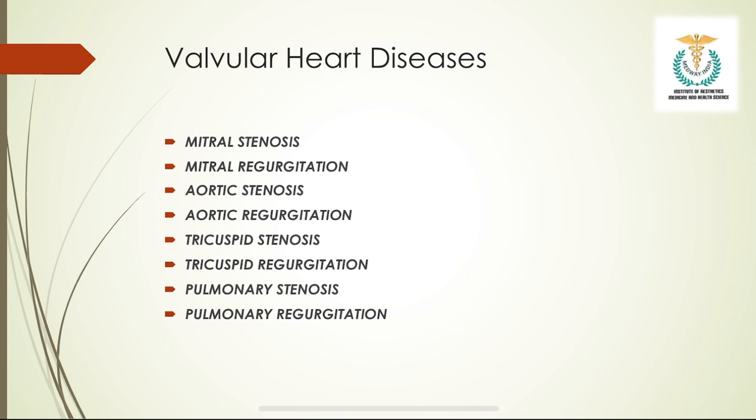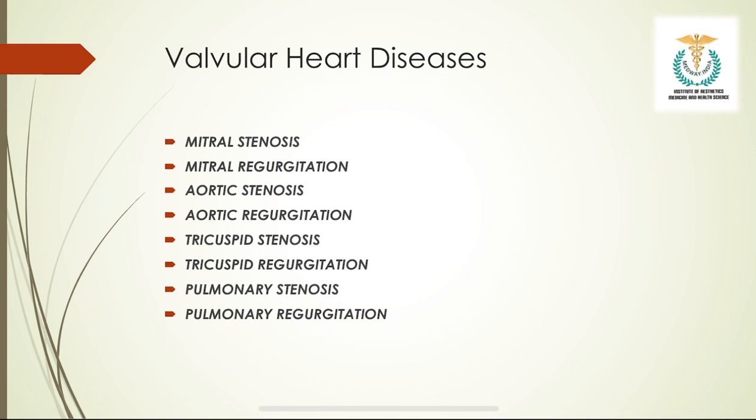Coming to the valvular heart diseases types. The main types are stenosis and regurgitation. As we have mentioned, there are 4 heart valves. If any defect happens in any of these 4 heart valves, it can lead to valvular heart disease. In these 4 heart valves, there can be stenosis of the valve and regurgitation of the valve.